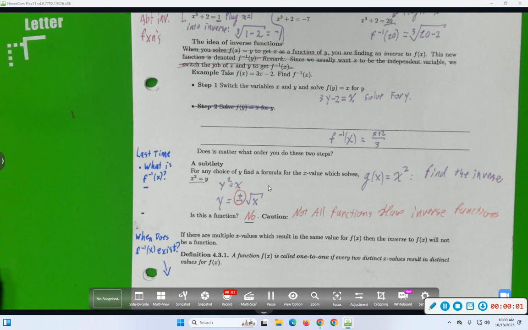From last time. Like, what is the inverse function?